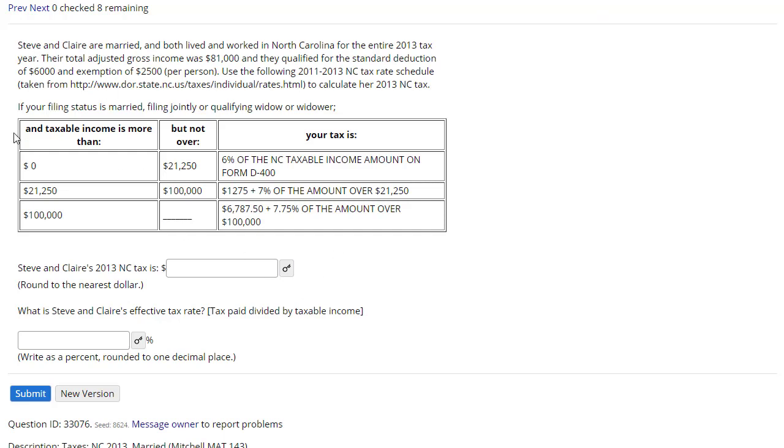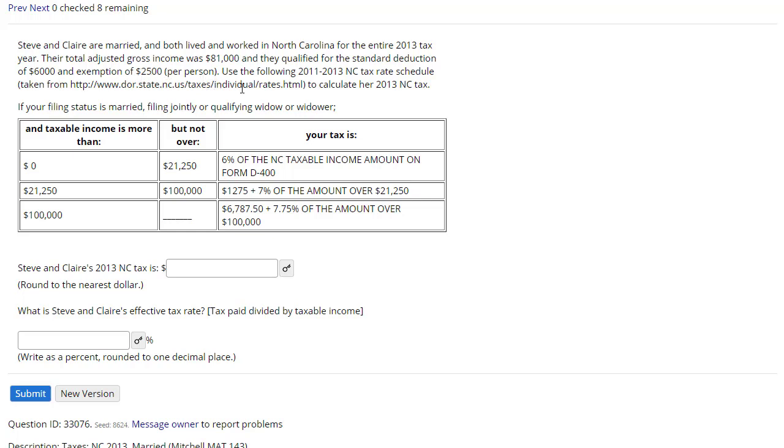All right, so this is another example. This one's a little bit different because this one's asking you to actually find the taxable income first. But I'll show you how that works, and it's not really that difficult. This is how deductions and exemptions and all that kind of stuff works. But say here we have Steve and Claire, who are married and both lived and worked in North Carolina. Their total adjusted gross income was $81,000 and they qualified for the standard deduction of $6,000 and exemption of $2,500 per person.